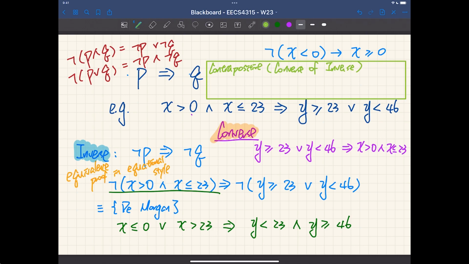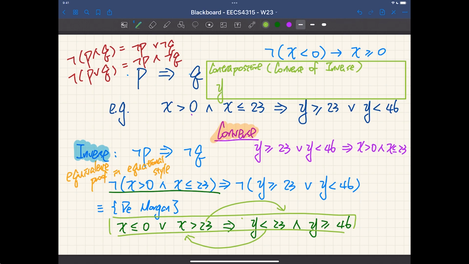Now, how do we do that? Let's say we already have the inverse. This is what we got. This is already the inverse. We take this one here and switch the consequent to antecedent and antecedent to consequent. That's all we have to do. So it's going to be y less than 23 and y larger than or equal to 46 implies, what used to be the antecedent, x less than or equal to 0 or x larger than 23. All right? Are we okay with these three?